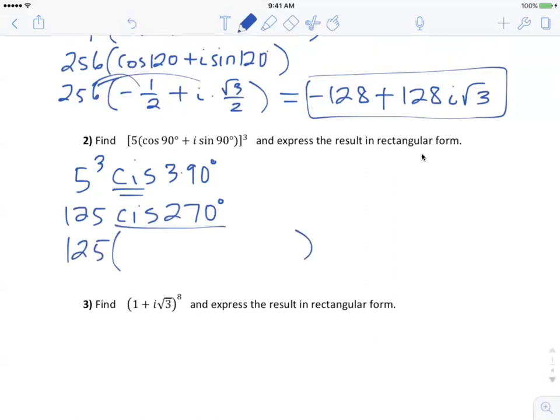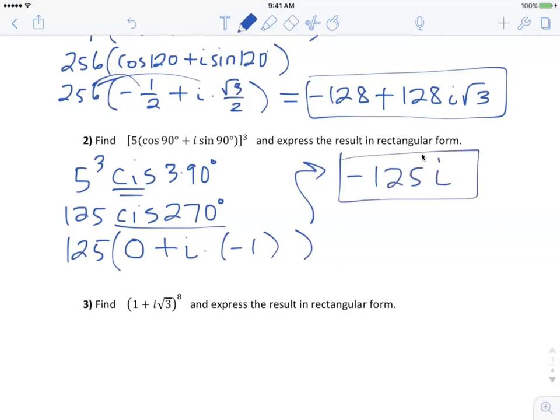So cis 270 means cosine 270 plus i sine 270. Use the unit circle on that. Cosine of 270 is 0, plus i times sine of 270. Sine of 270 is negative 1. Have your unit circle handy for these if you don't have it memorized. And then multiplying this out, we have 125 times i times negative 1. That's negative 125i, and that's the final answer. Okay.